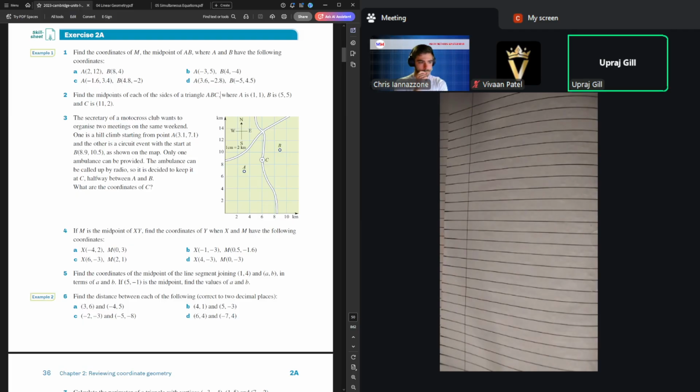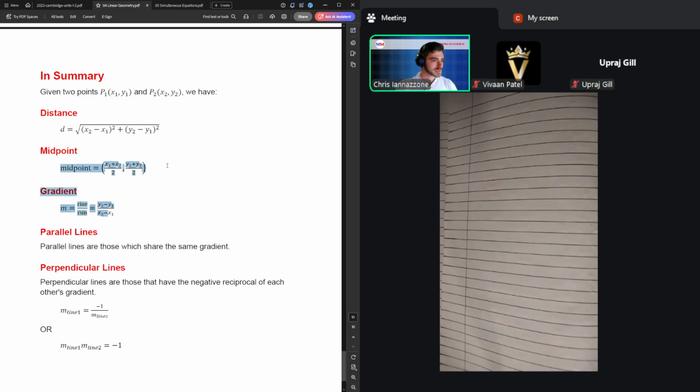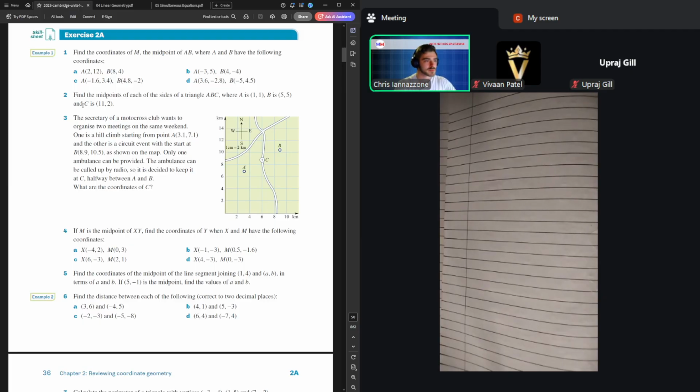Is it 5, 8? Yep, 5, 8. Absolutely. So that would have been from this. Just adding the 2 x values, dividing by 2, adding the 2 y values, dividing by 2. That's the same as all of these. Does anyone want to go through any more of those kinds of questions? Maybe even this one actually, because this one's got a bit of a picture to it.